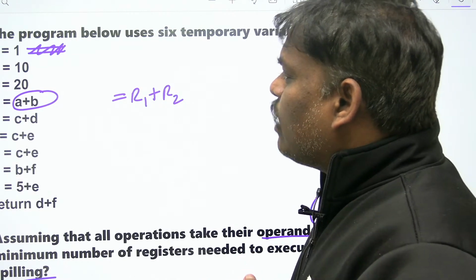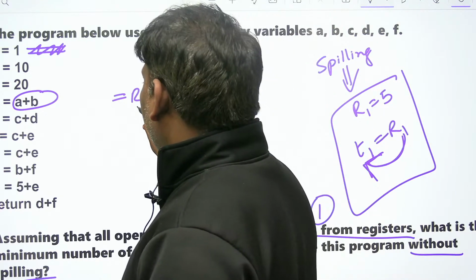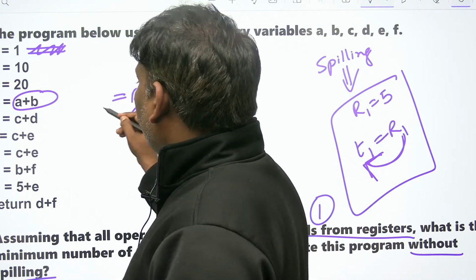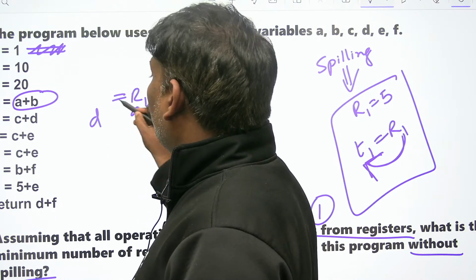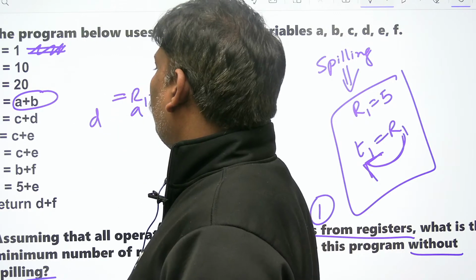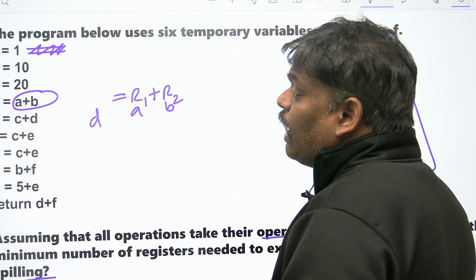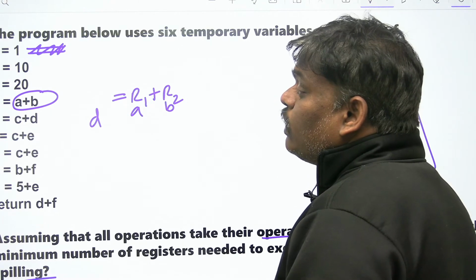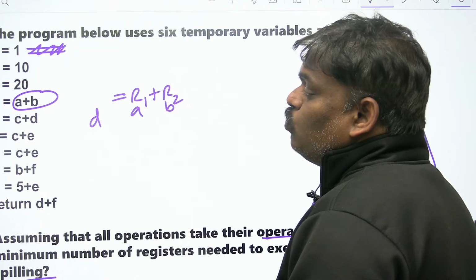Can I store it in R1? You only say: this is A, this is B, this is the D. Can I store R1 plus R2 in R1? So if I store in R1, D becomes R1. It means you lose the A.